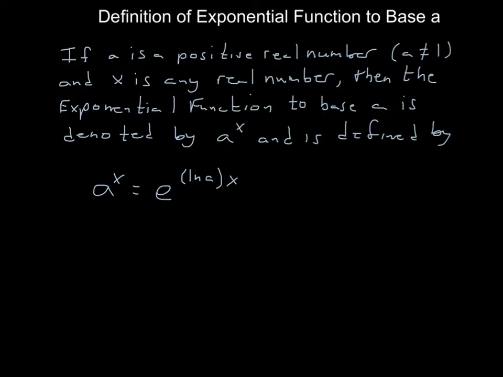So, start out with, if a is a positive real number where a does not equal 1, and x is any real number, then the exponential function to base a is denoted by a to the x, and is defined by a to the x equals e raised to the natural log of a times x. Notice that the x is not inside the natural log function. The natural log of a is a coefficient, if you will, to the variable in that exponent. And that's going to be key when we look at the definition of this particular function.